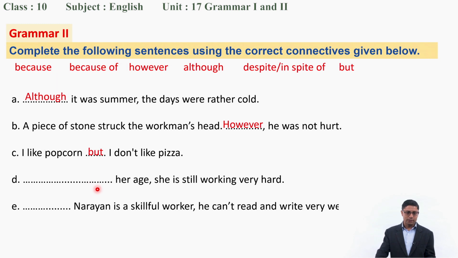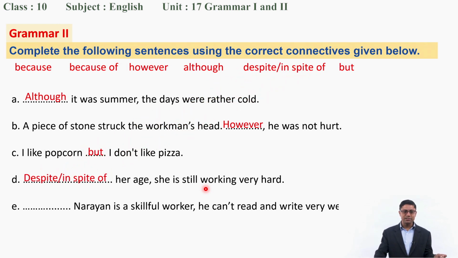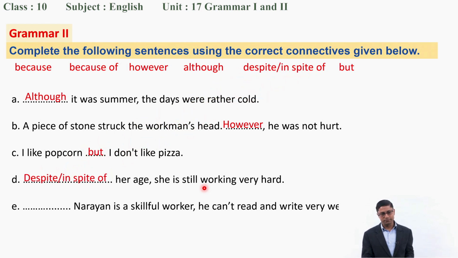Now the next one. Is it a clause or noun phrase? Exactly, it's a noun phrase. She is still working very hard. Does the second one give the reason or the interesting fact or contrasting fact? Exactly, it gives a contrasting fact. That's why we are going to use despite or in spite of.